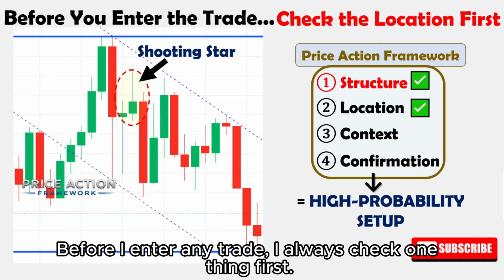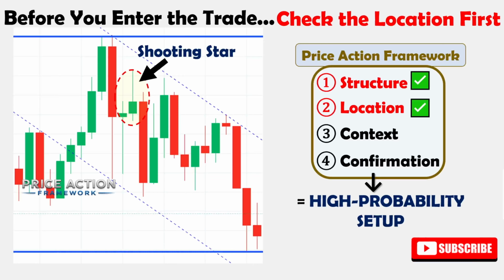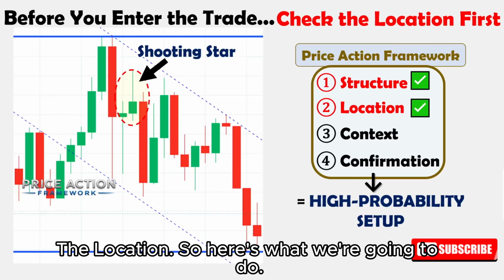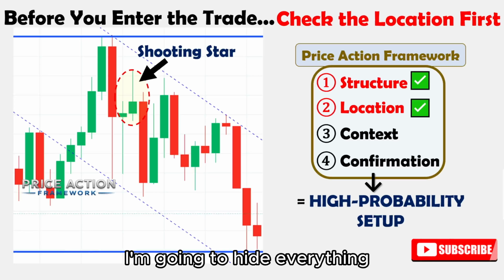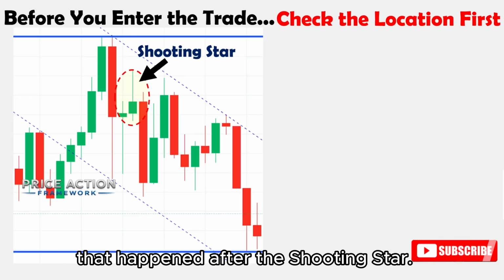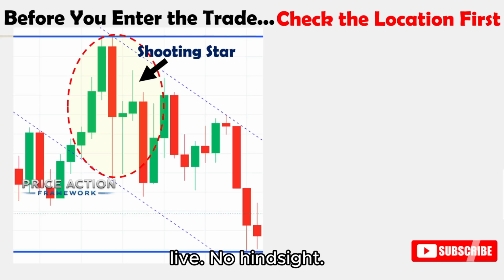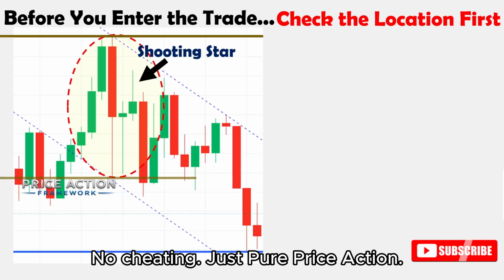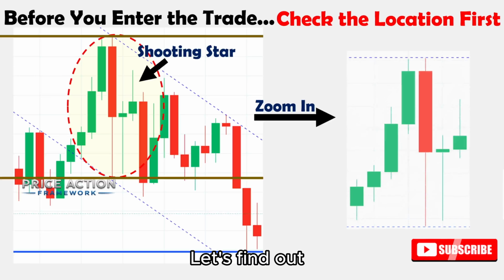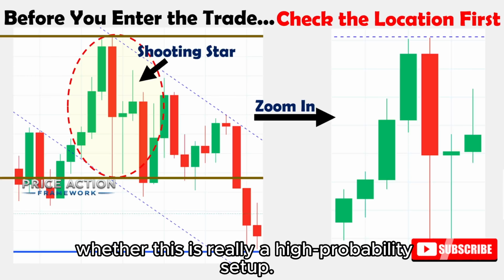Before I enter any trade, I always check one thing first: the location. So here's what we're going to do. I'm going to hide everything that happened after the shooting star. From this point on, we'll analyze the chart exactly as if it were happening live. No hindsight, no cheating, just pure price action. Let's find out whether this is really a high probability setup.